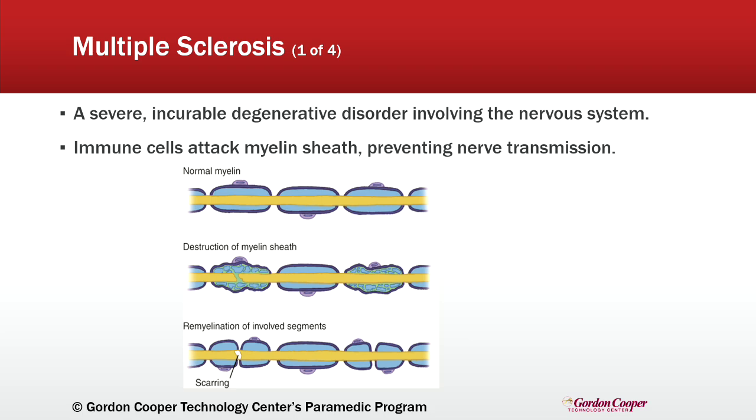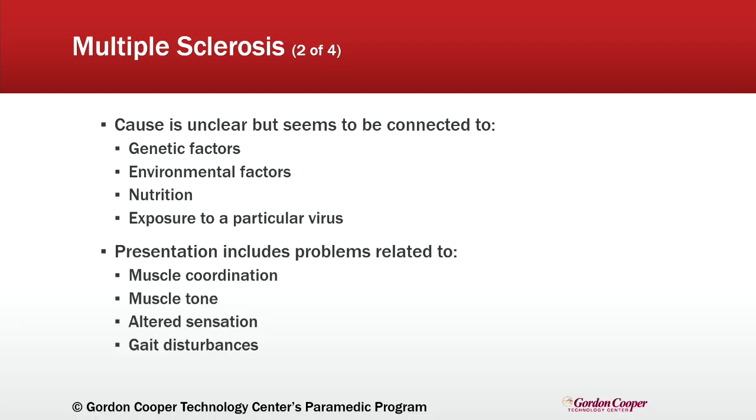As it progresses, though, as the sheath begins to become damaged, the electrical transmission along that nerve becomes disrupted and slowed down. So then you start to see some of those jerky movements that are pretty common with multiple sclerosis. The cause of multiple sclerosis is really unclear, but some factors are linked to developmental issues, including a genetic predisposition, some environmental factors, nutrition, and exposure to particular viruses.